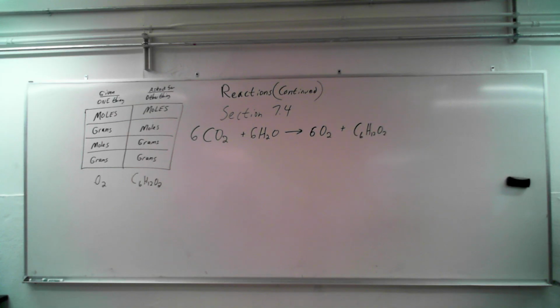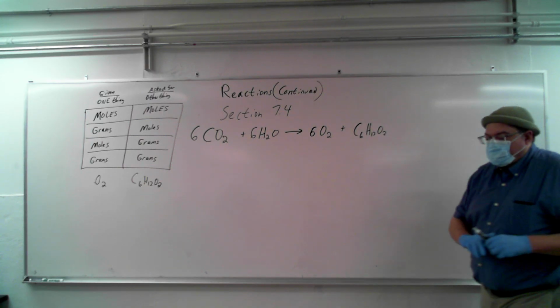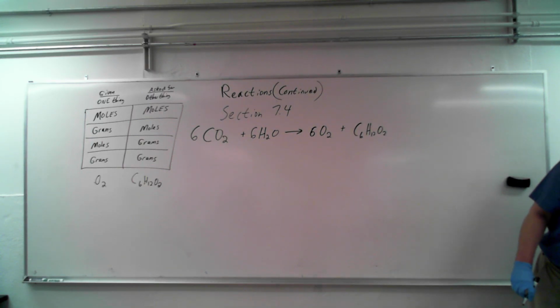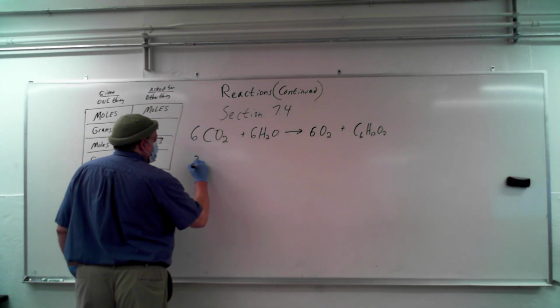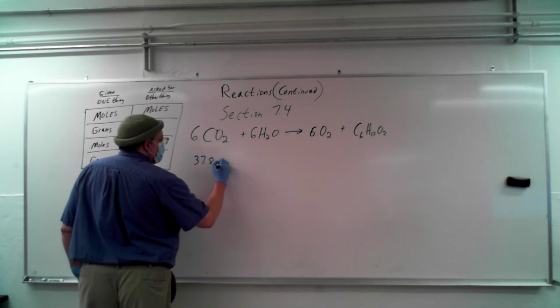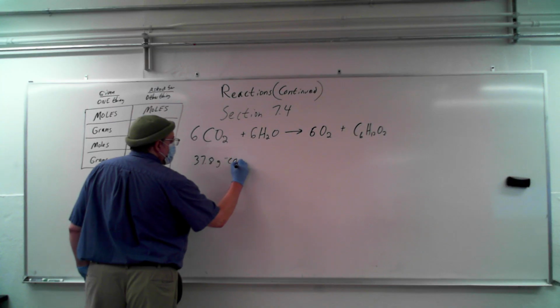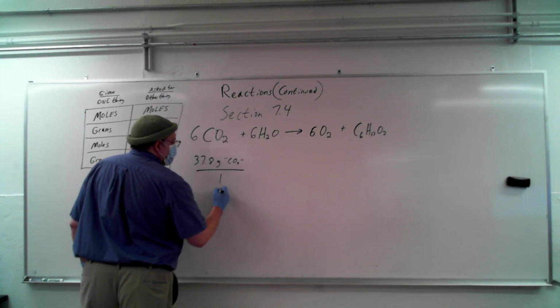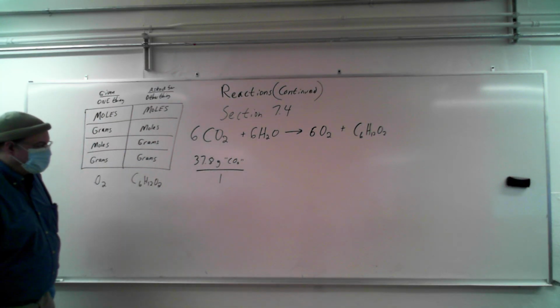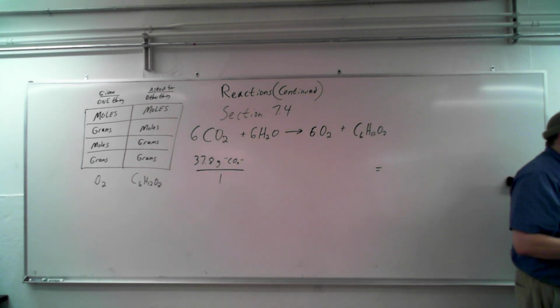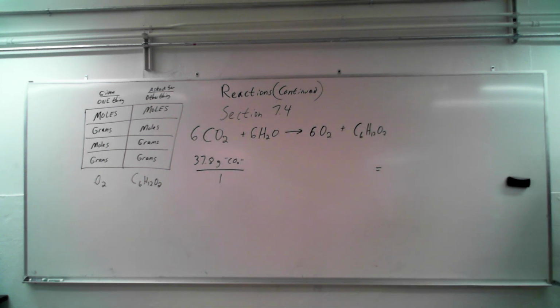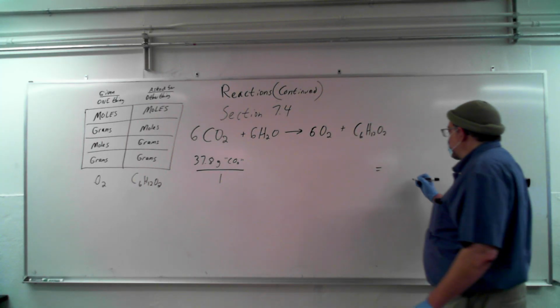This is kind of the way to start. Here's what you're given and here's what you have to find. The thing that you're given, you always want to write: 37.8 grams of CO2. And I always just put it over 1. And you're trying to find the glucose, grams of C6H12O6.